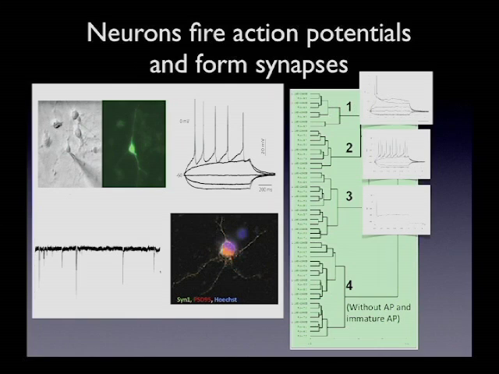Now, you can also look at whether these cells are connecting to their neighbors, whether they're forming synapses, and these little electrical events here are classic synaptic events. And in fact, you can even stain for synapses, right? And in fact, if you do this for hundreds of cells, you can see that, at day 50, about a quarter of the cells fire these action potentials. About half of them fire just a single action potential, and then about a quarter of them don't fire any action potentials at all. Okay.